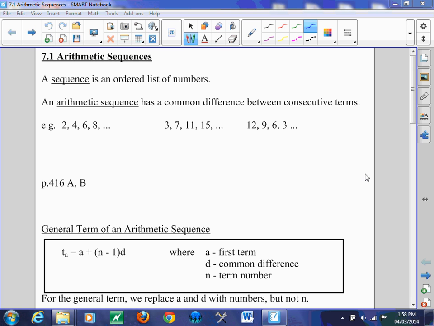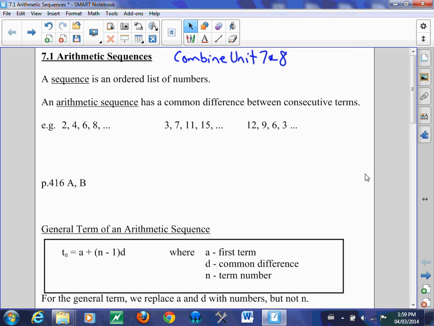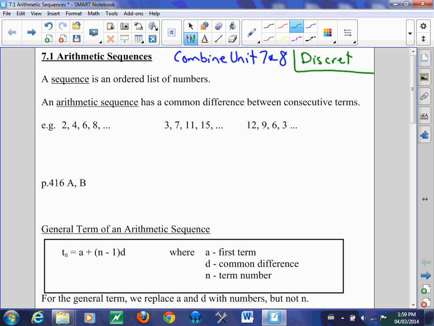I want to mention that although I say last unit, we're going to combine unit 7 and 8 together. Okay? And the reason why we're combining those two together is because we're now going to shift in our course and we're going to deal with what's called discrete functions.